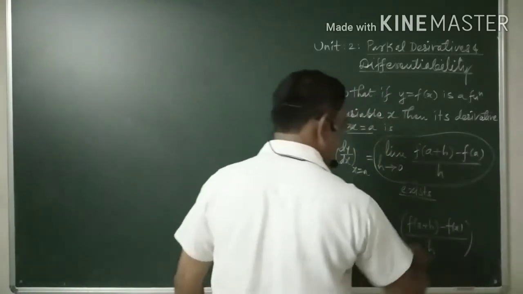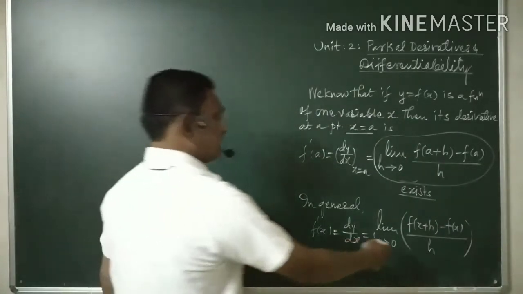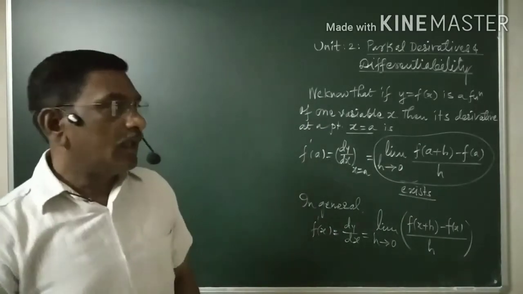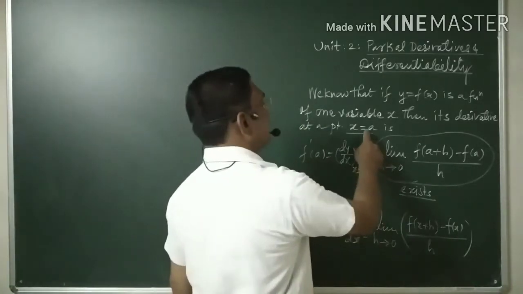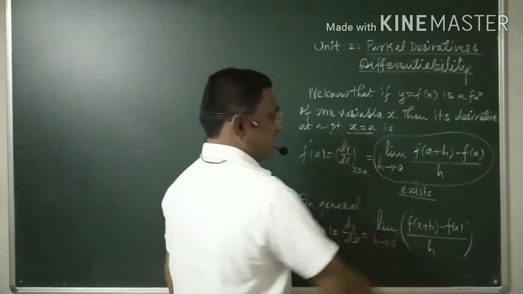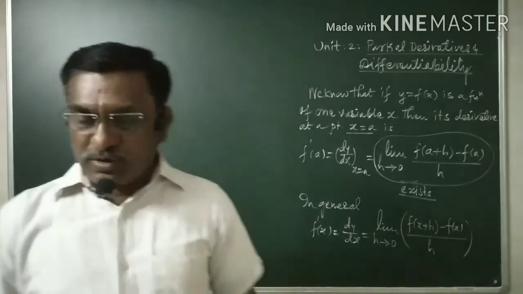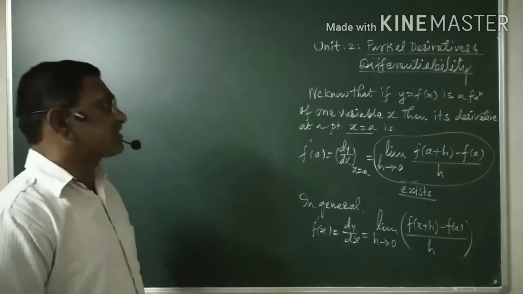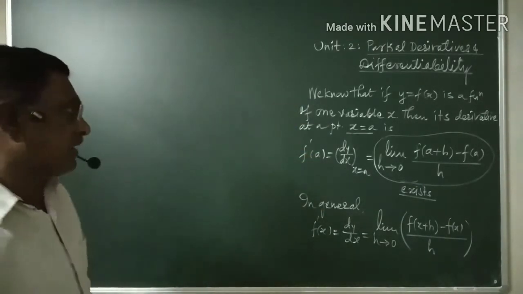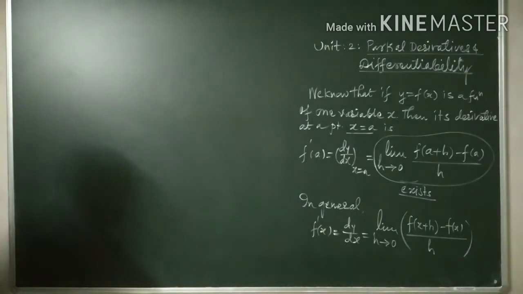If this limit exists, that is, if it is finite, then that value gives me the derivative of the given function. And if I want it at a particular point, then I can replace x by a, and so on and so forth, and we can obtain it. Therefore, now we need to extend this concept for a function of two, three and more variables. Therefore, let us go for this.